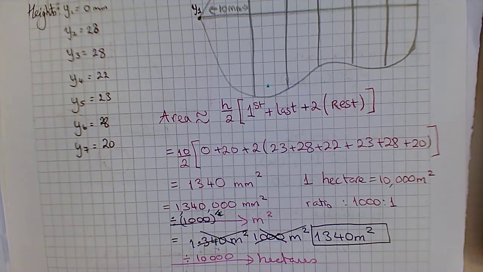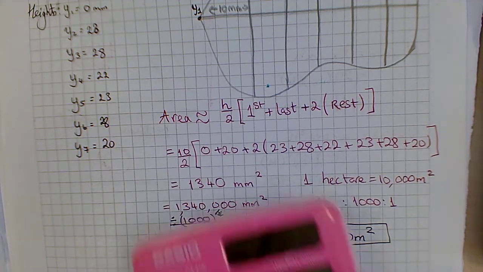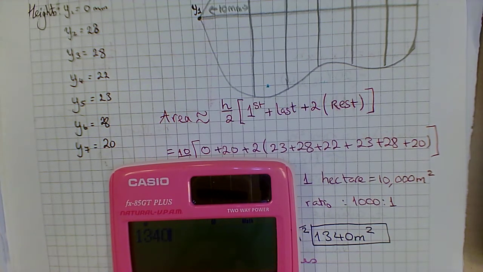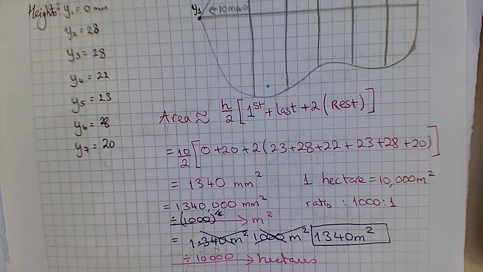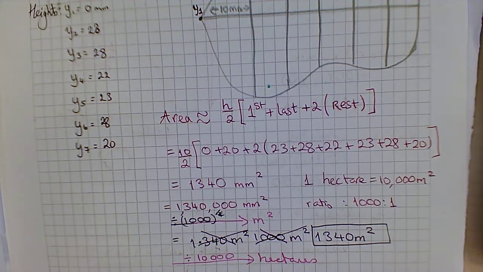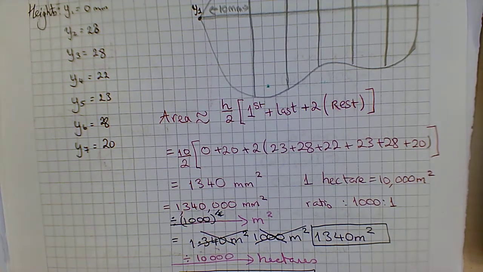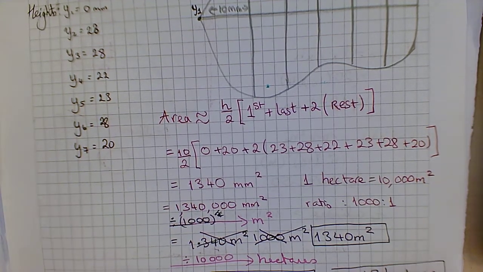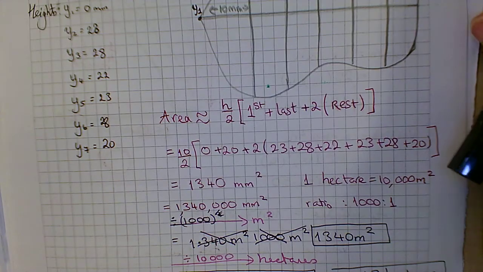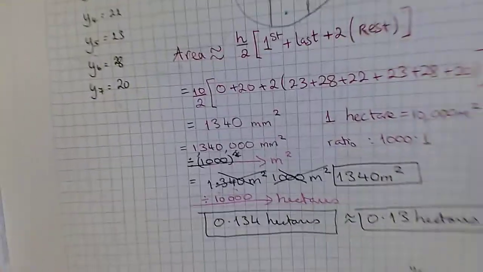And then I have to divide by 10,000 to get my hectares. So it is 1,340 divided by 10,000, which is 0.134 hectares. Okay, and the question asked for that to 2 decimal places, so that's approximately 0.13 hectares. Just make sure that all of that's on the screen. That's not the bottom part here.